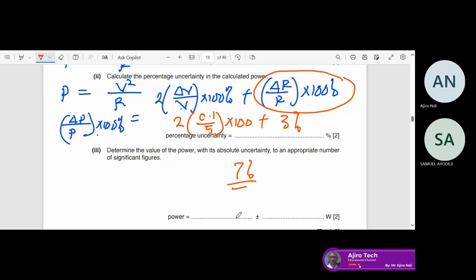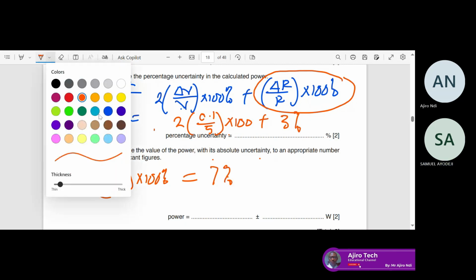I was going to say 0.1 over 5 and express it as a percentage uncertainty. Then I multiply by 2 and add the 3, to determine the value of power now with absolute uncertainty. Absolute uncertainty in power, that's what you are looking for. But remember, you have the uncertainty in power over power times 100. V squared over R gave us 7%. Just continue. This one gave 7%, plus 0.2.